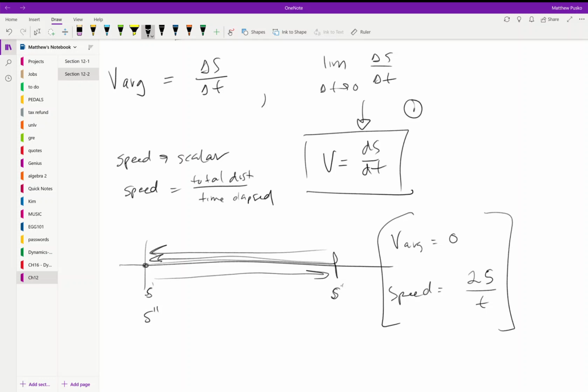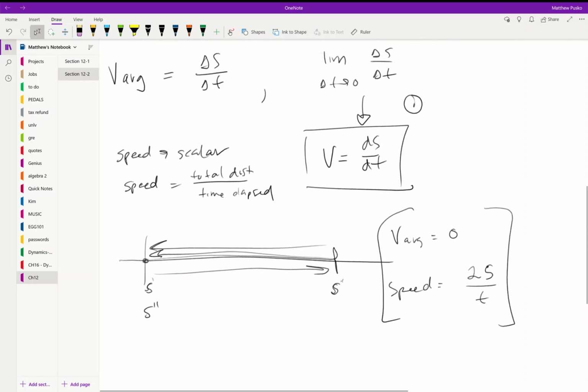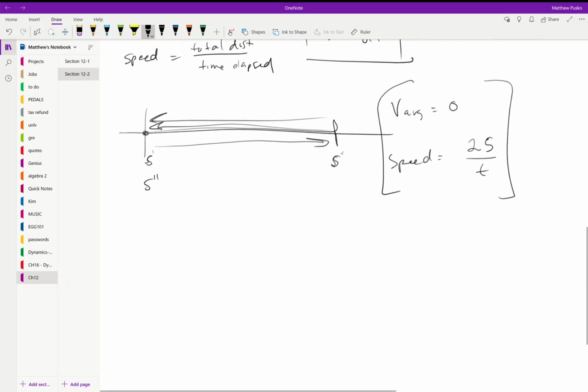Okay, let's look at acceleration now. And note, that's the first derivative of position. If we had position as a function of time, I can find velocity by taking the derivative of position with respect to time. And we'll get more into that.